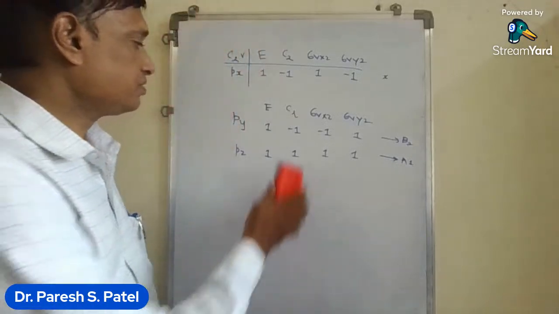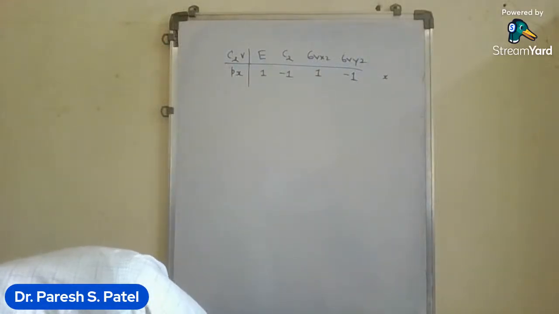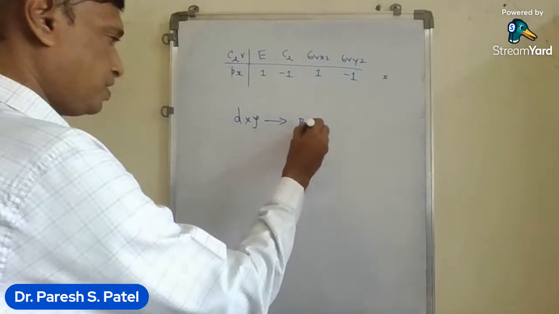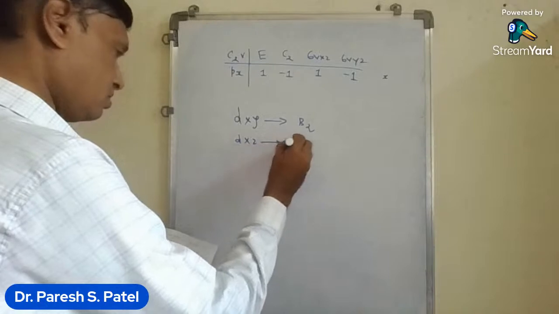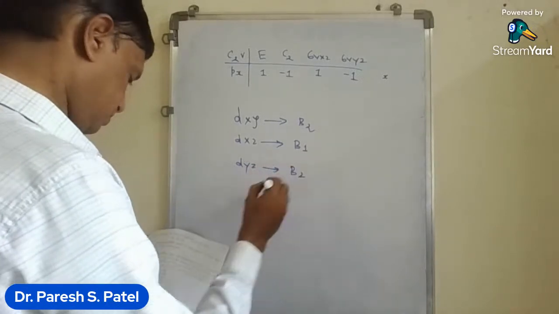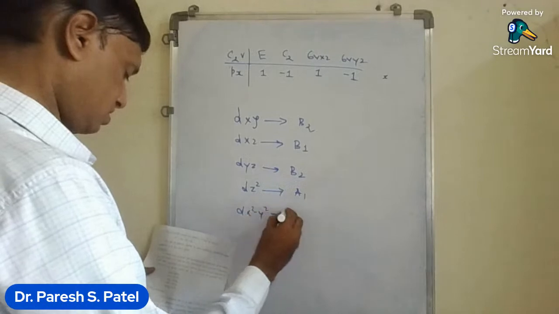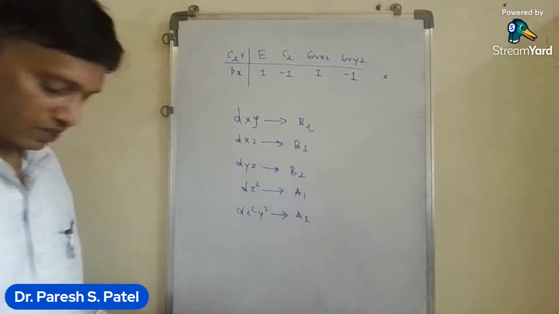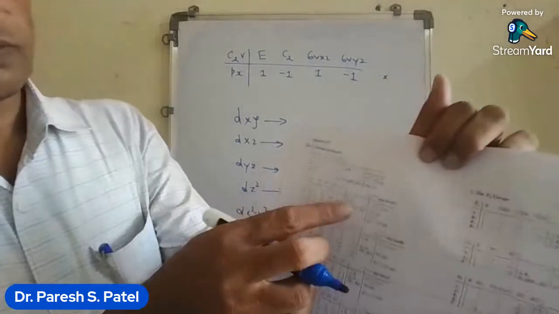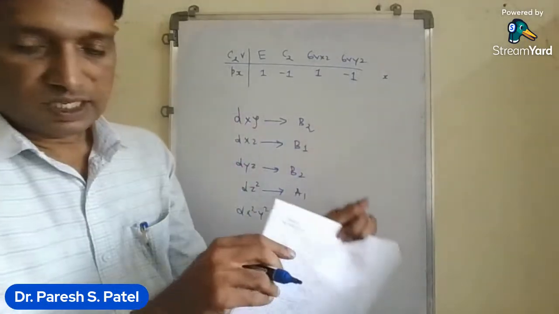Similarly, with the help of the character table, we can assign the contributions of the d orbitals: dxy, B2; dxz, B1; dyz, B2; dz square, A1; dx square minus y square, the contribution from A1. So with the help of this character table, we have to go to area number 4, and with the help of area number 4 we can write down the contribution from the orbital.